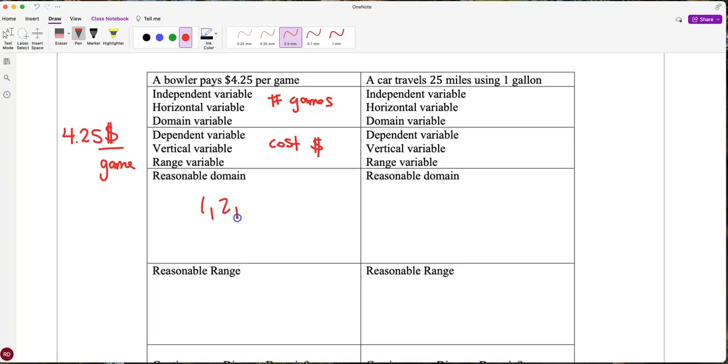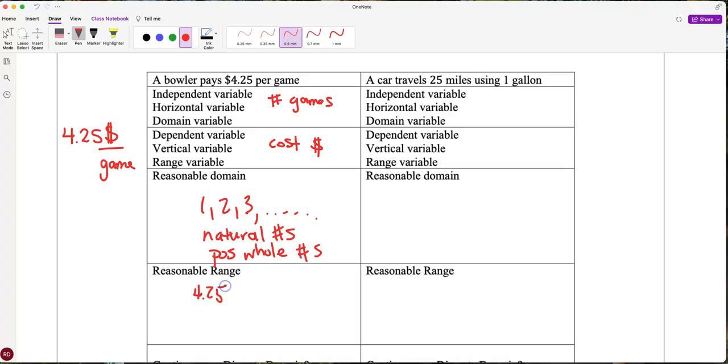So it's 1, 2, 3. You can write it like that. You can say it's the natural numbers, positive whole numbers, either way. The reasonable range. Now, is this a continuous domain? No, I don't pay for 1.5 bowling games or 1.6 bowling games. Okay, so then the range, what would happen if I had played one game?